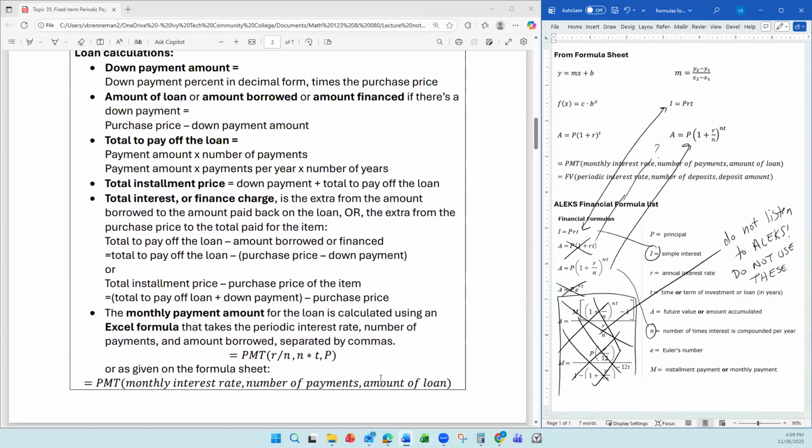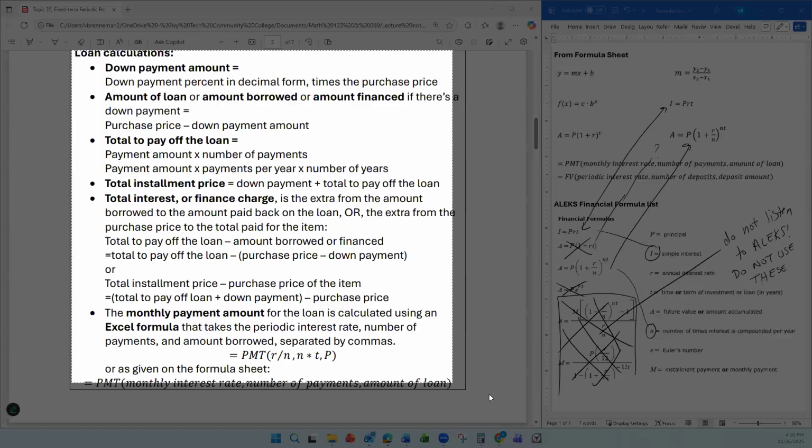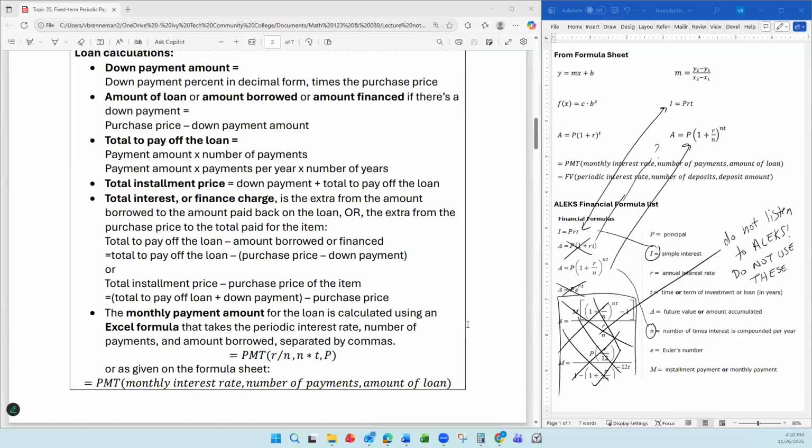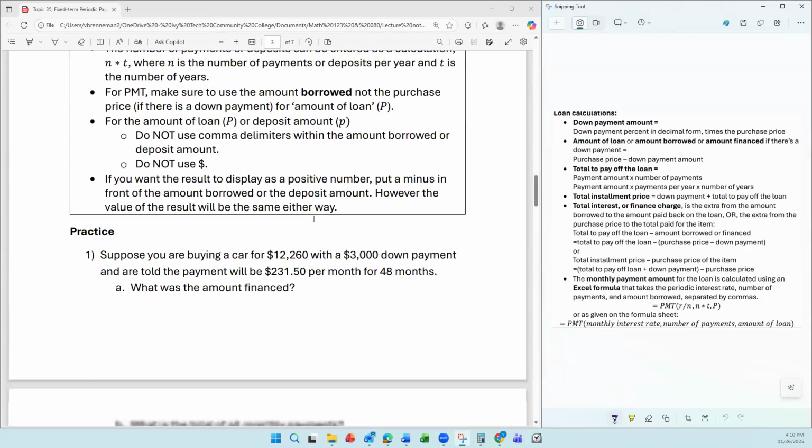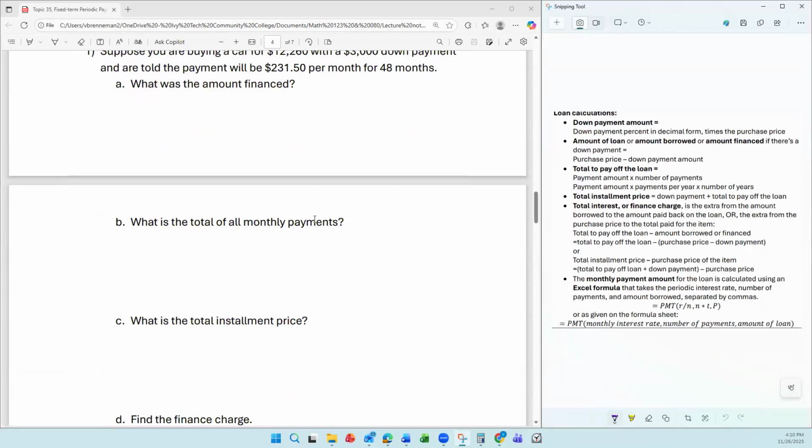Let me just pop these loan calculations onto a screenshot to refer to as we do the loan calculation questions. So, there we go. Okay. So we'll come back to the investment when I'm doing this question.